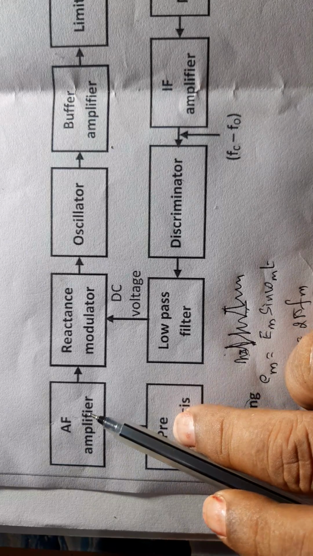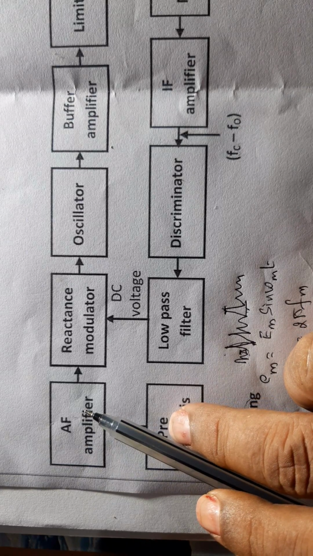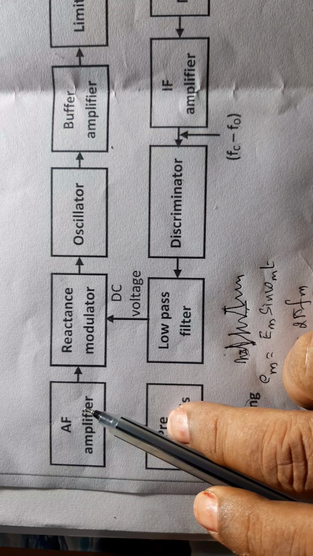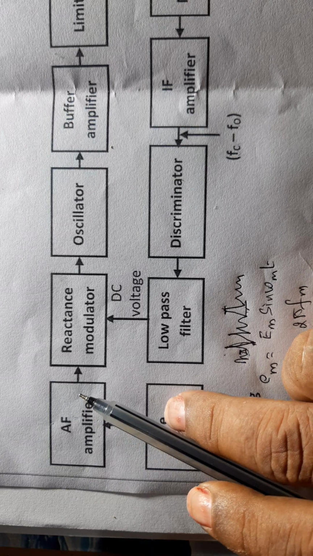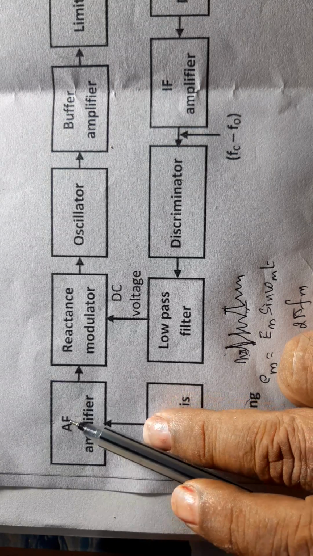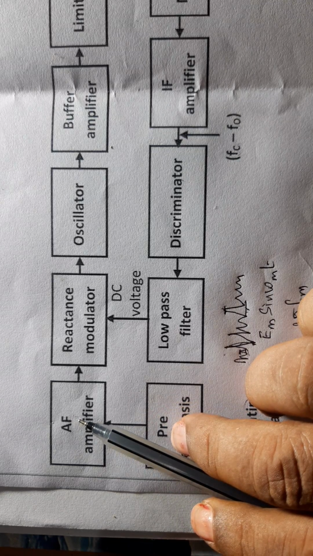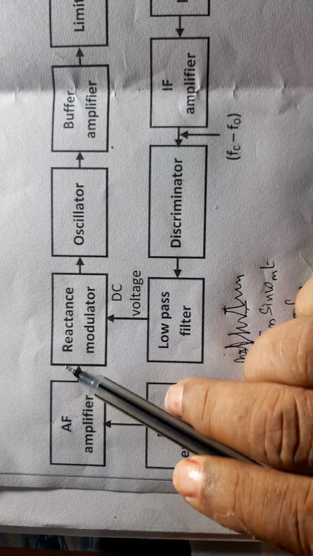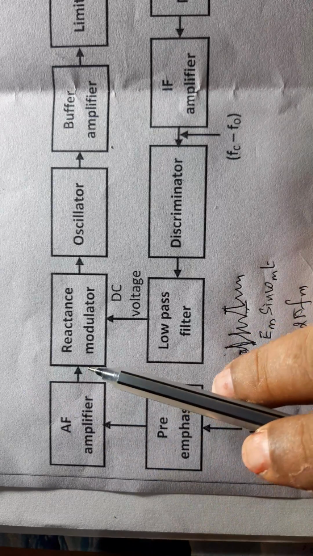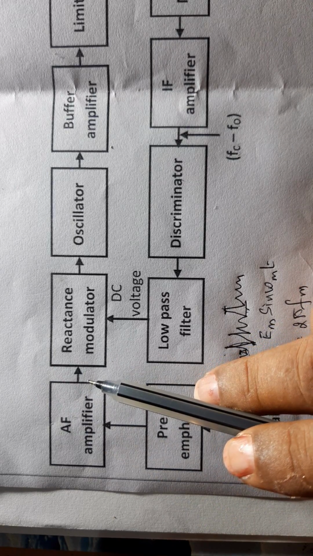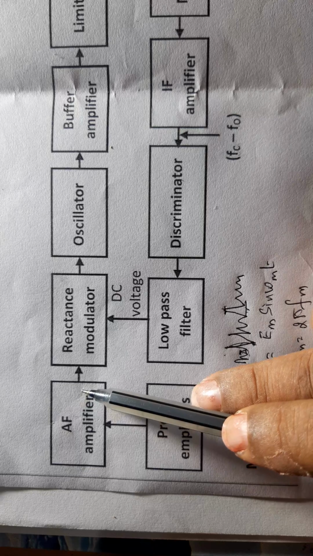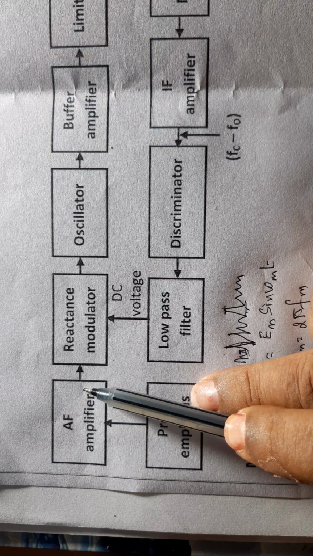The message signal can be heard. It is ranging from 20 Hz to 20 kHz. It is audible. Therefore, the amplification of that signal is called the audio frequency amplifier. This will raise our message signal to the required level. Now, for frequency modulation, you know that this message signal must be mixed with the carrier frequency.